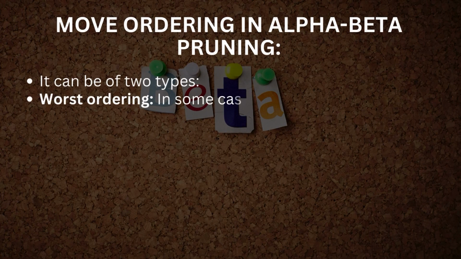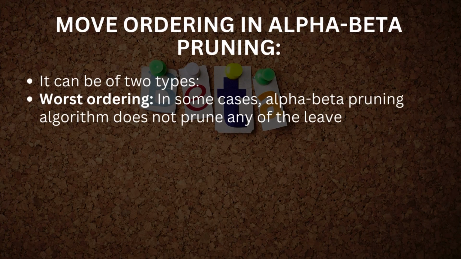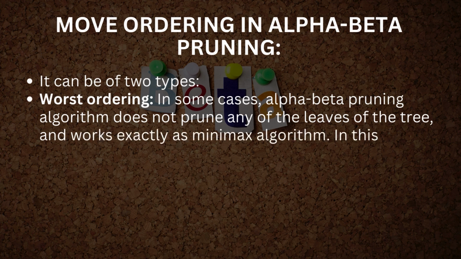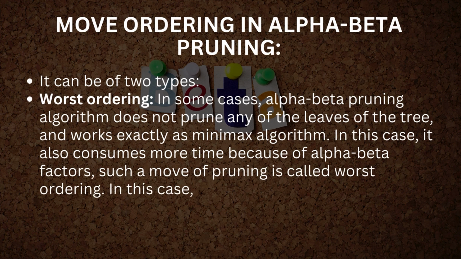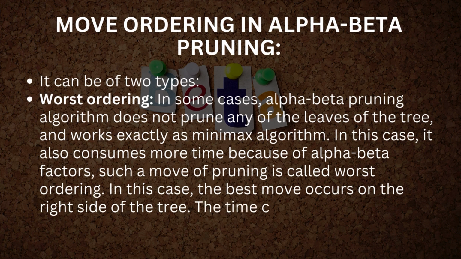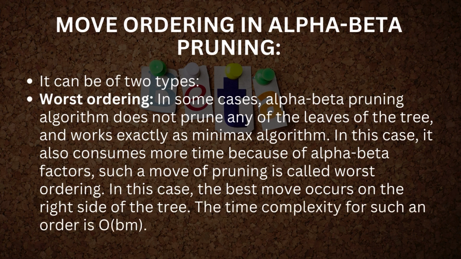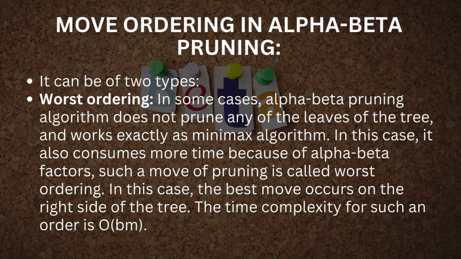Now, move ordering in alpha beta pruning: how can the moves be ordered? The effectiveness of alpha beta pruning is highly dependent on the order in which nodes are examined. Move order is an important aspect of alpha beta pruning. It can be of two types. Worst ordering: in some cases, the alpha beta pruning algorithm does not prune any of the leaves of the tree and works exactly as the min-max algorithm. In this case, it also consumes more time because of alpha beta factors. Such a move of pruning is called worst ordering.